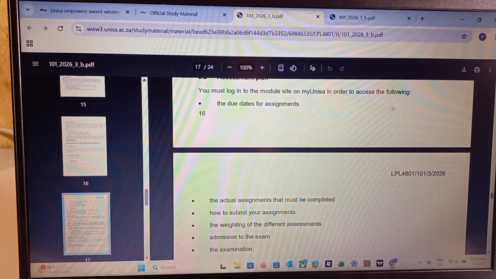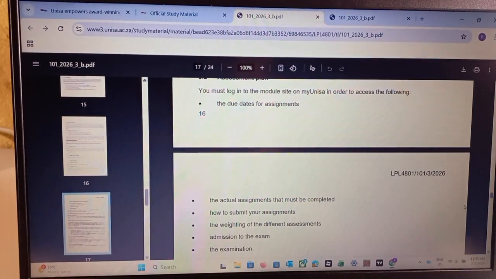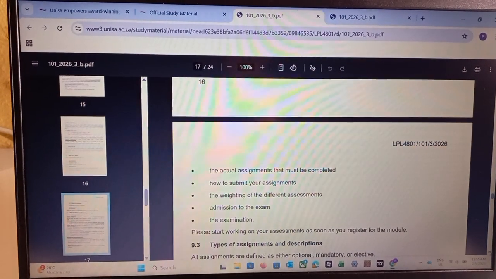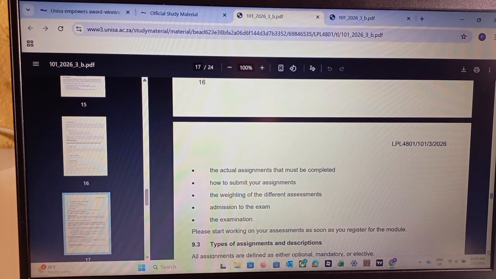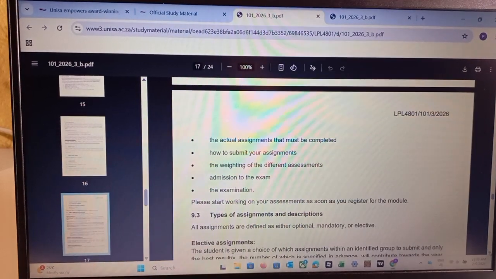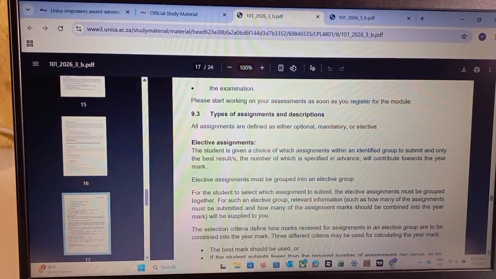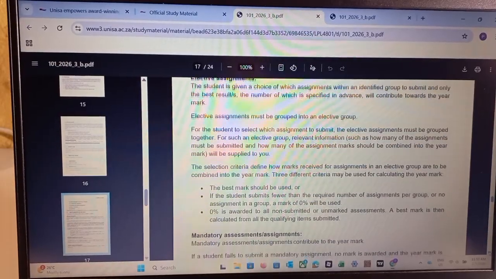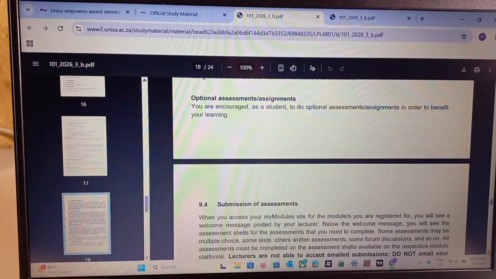You must log into the module site on myUnisa in order to access the following: the due dates for the assignments. Please take note of the due dates of the assignments, the actual assignments that must be completed, how to submit your assignments, the weighting of different assignments, admission to the exam, and the examination. Okay, right, this applies to most modules, so we are going to skip that.